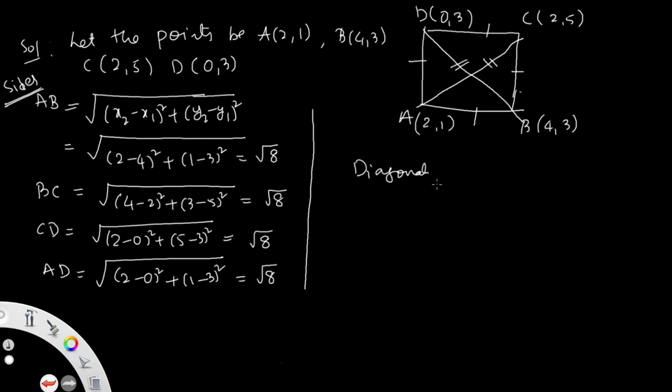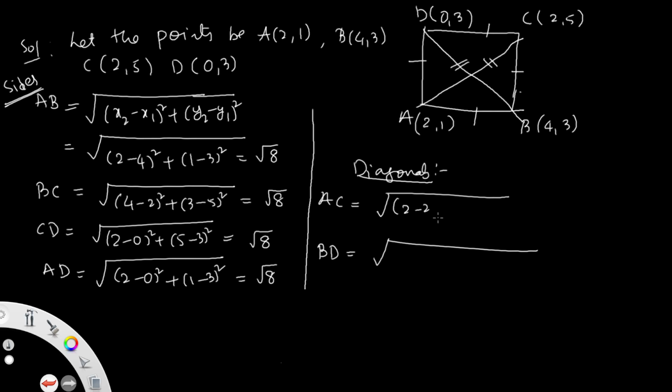Diagonals means AC diagonal, root over, and similarly BD diagonal, root over. AC means 2 minus 2 whole square plus 1 minus 5 whole square, that is 4. Next BD diagonal means 4 minus 0 whole square plus 3 minus 3 whole square, that is also 4.